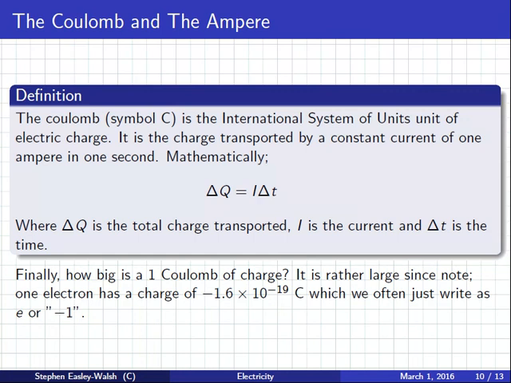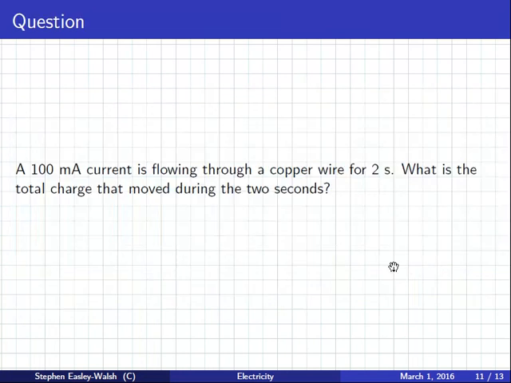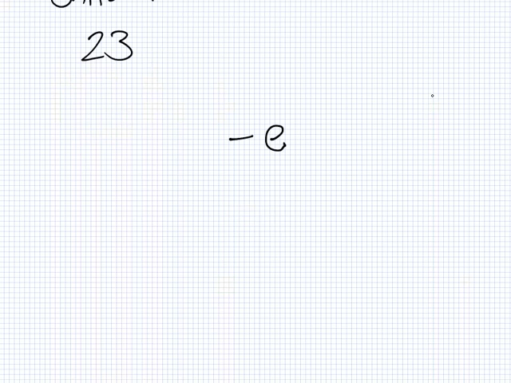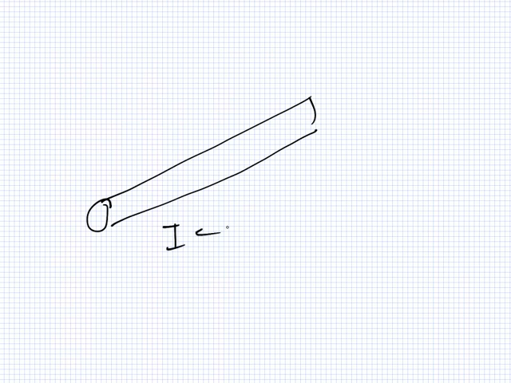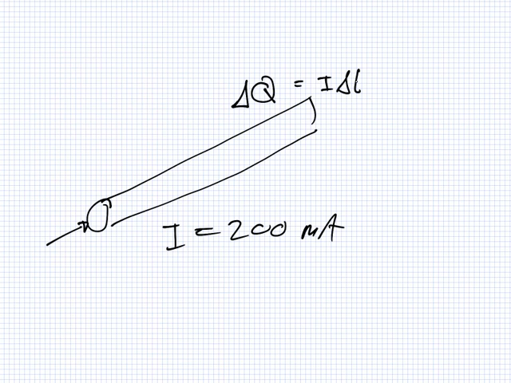Let's have a look at an example. I think this is quite straightforward for you to do. 100 milliamps flows through a copper wire for 2 seconds. What's the total charge? So we have our copper wire and flowing through it is 200 milliamps. So we have some charge in total that has travelled through it. So how much charge has travelled through it? Well, that would be I times T, which will be 0.2 times 2, which is 0.4 coulombs.